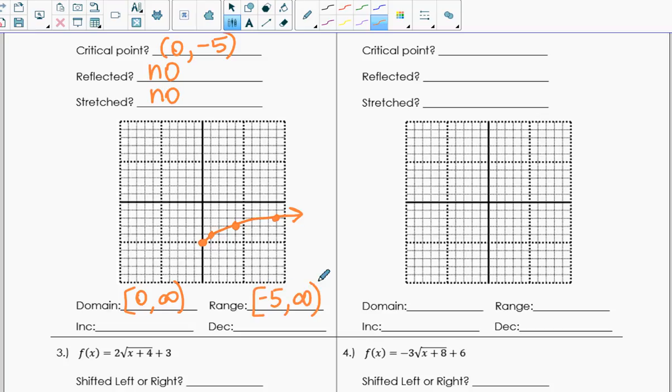Now I talked about this on the front. These graphs are either going to be increasing or decreasing. So in this case, when you start from your critical point and move to the right, you're going up, up, up. So you are increasing from 0 to infinity. Remember, you're always going to focus on x values, so it's going to match your domain here. You are never going to be decreasing because it'll never come back down.